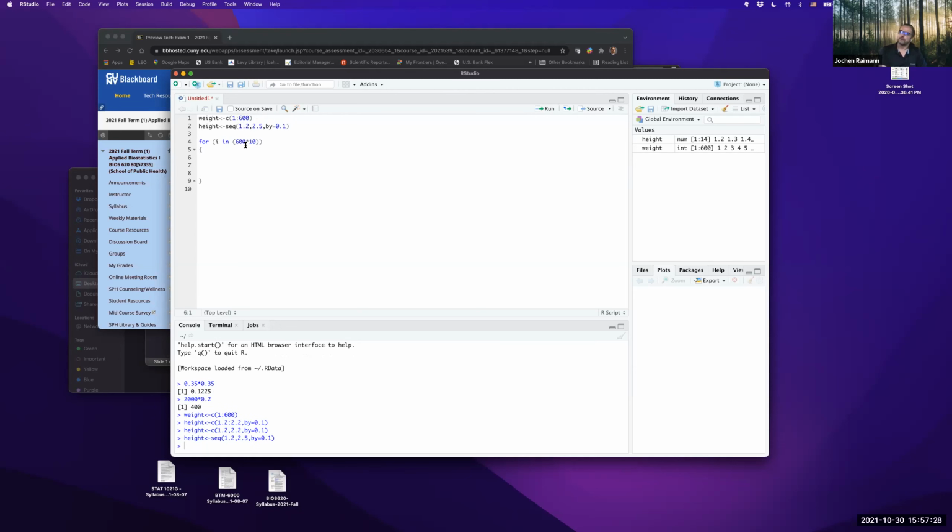Okay. So now we have 600. This is 6,000. So now let's calculate BMI. Okay, let's do this as a data frame.